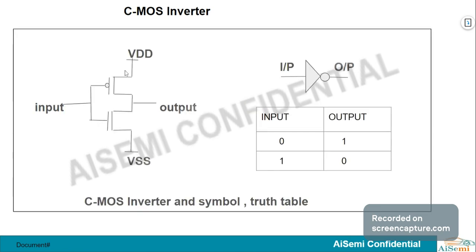Here, this is the CMOS inverter, this is the symbol, and this is the truth table. We can observe that this symbol indicates the NOT gate. So the NOT gate is the symbol of the CMOS inverter. Here, we apply the input high, then it converts into low. Apply low, it converts into high. So this is the truth table of the CMOS inverter. If the input is logic 0, then the output will be logic 1. If the input is logic 1, then the output is logic 0. This is the truth table.